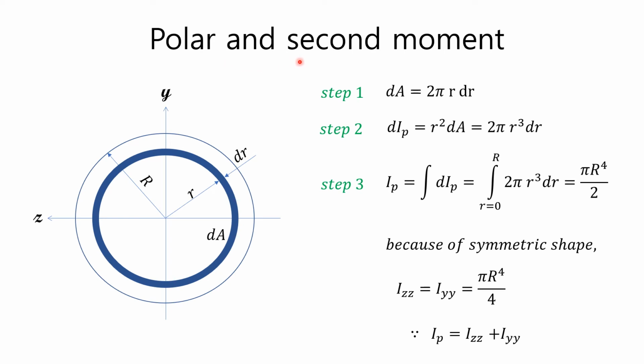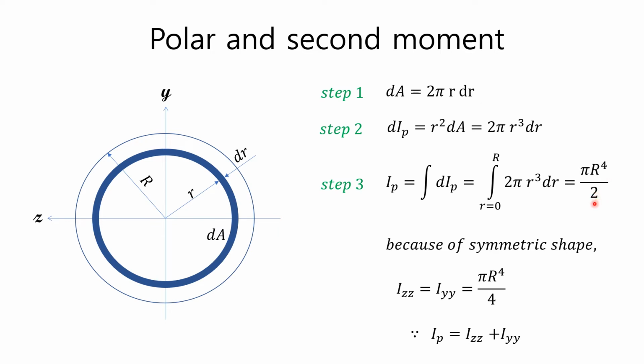Let's calculate the polar moment of area for a circle. In the first step, we assume a small circle strip and formulate the equation for the small area dA, which is 2 pi r dr. In the second step, we calculate dIp, which is r squared dA. In the third step, we integrate the small polar moment dIp. We finally get the polar moment of area for the circle, which is pi r to the 4 over 2.